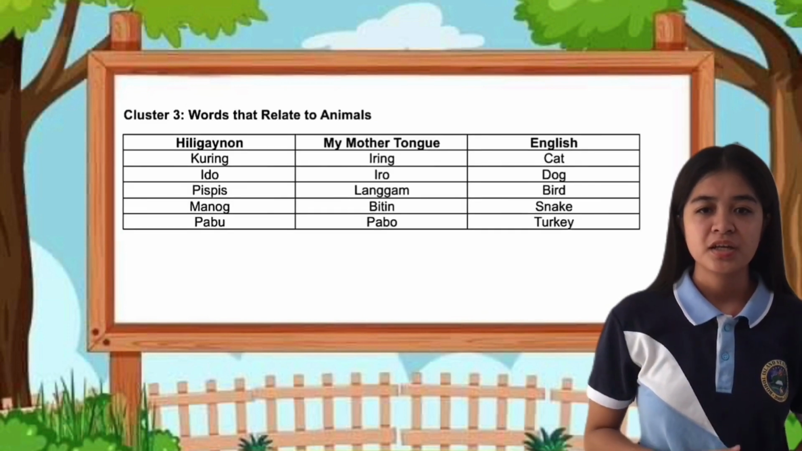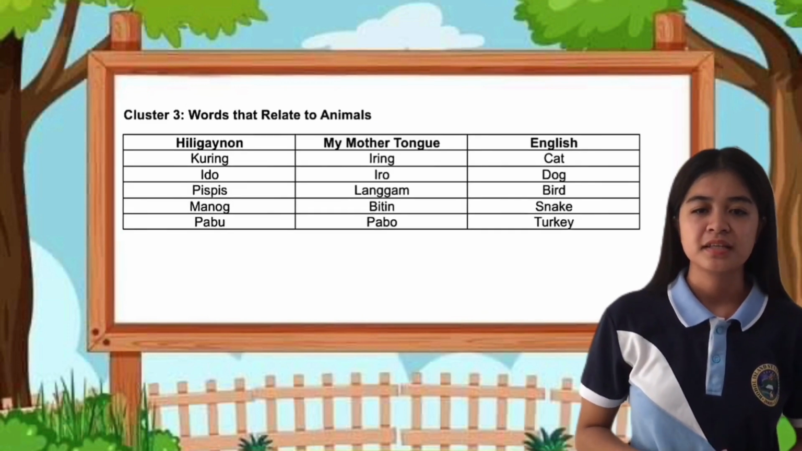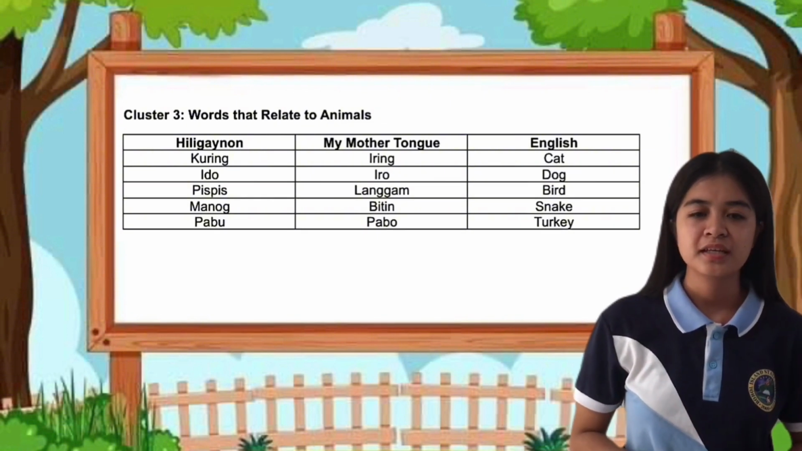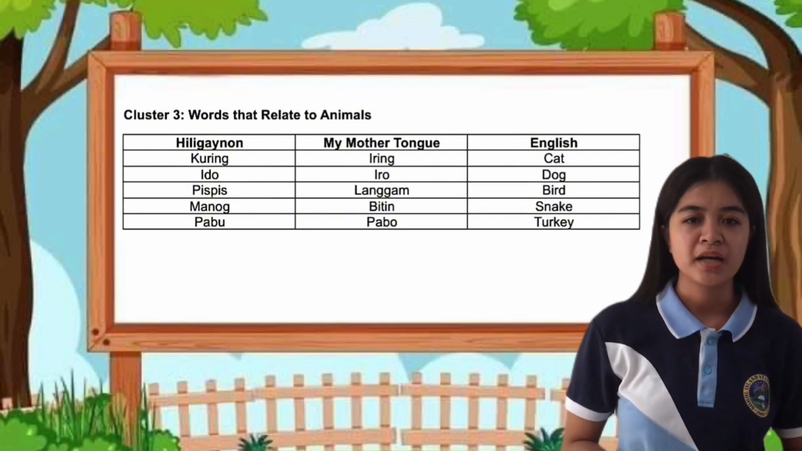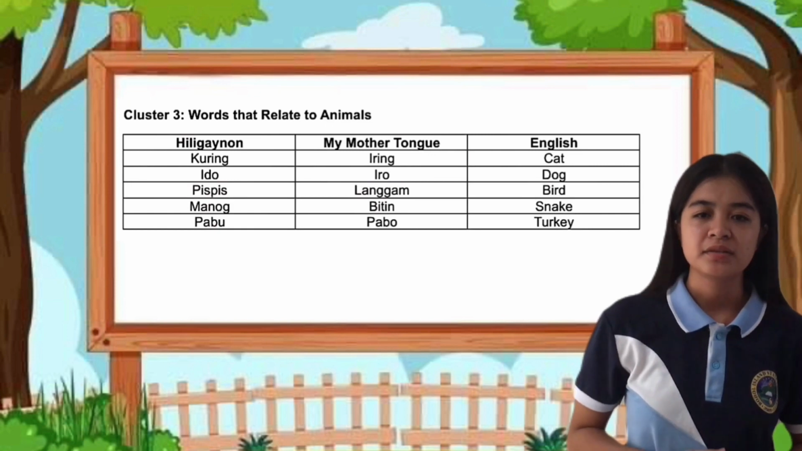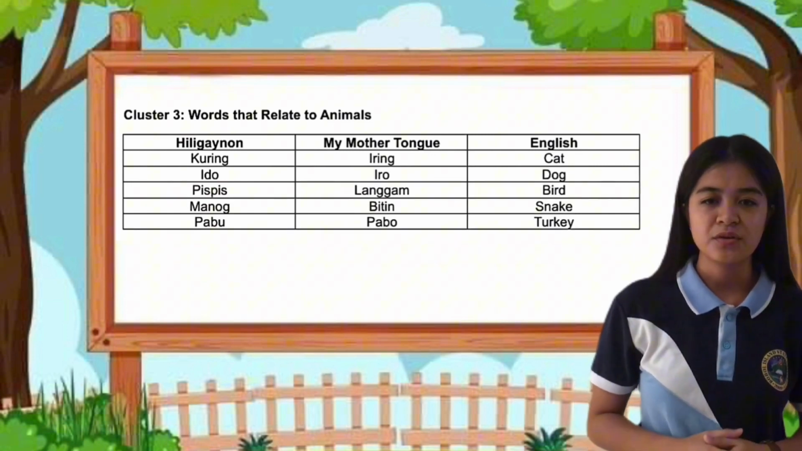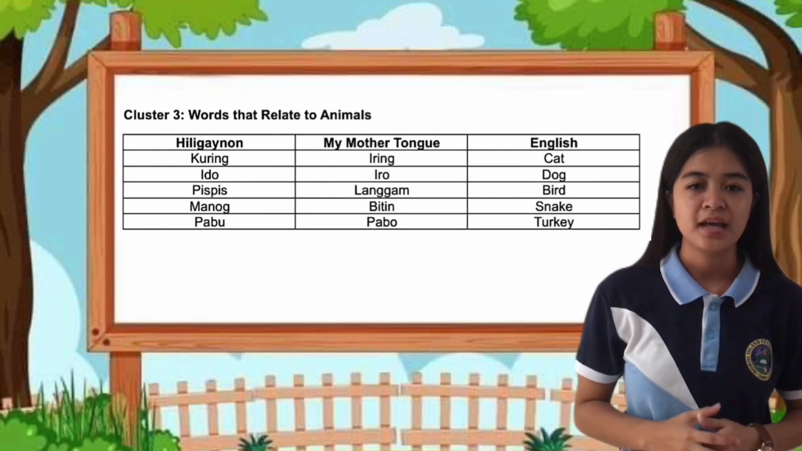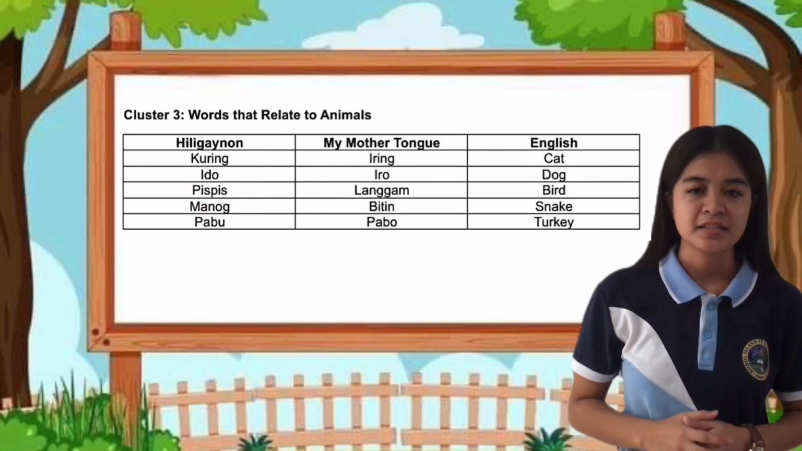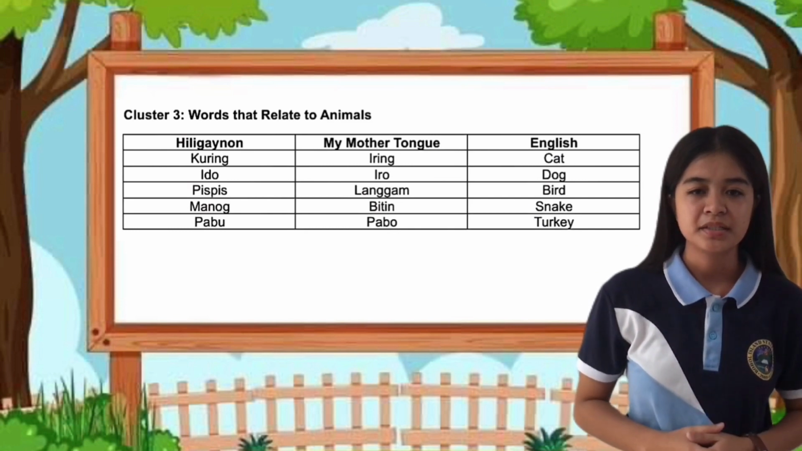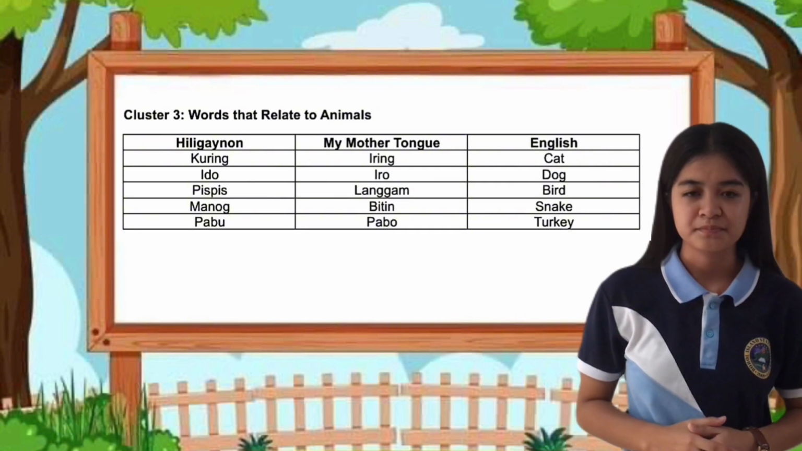In cluster 3, words that relate to animals. In Hiligaynon, we have kuring, ido, pispis, manog, and pabo. In our mother tongue, it is iring, iro, langgam, bitin, and pabo. In English, it is cat, dog, bird, snake, and turkey.